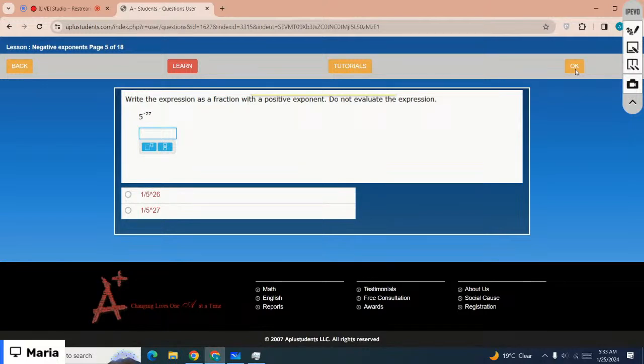The next one is write the expression as a fraction with a positive exponent. So which is the correct option? 5 exponent negative 27. How do you write with positive exponent? Yes, that is 1 divided by 5 exponent 27. Option number 2 is the correct option.